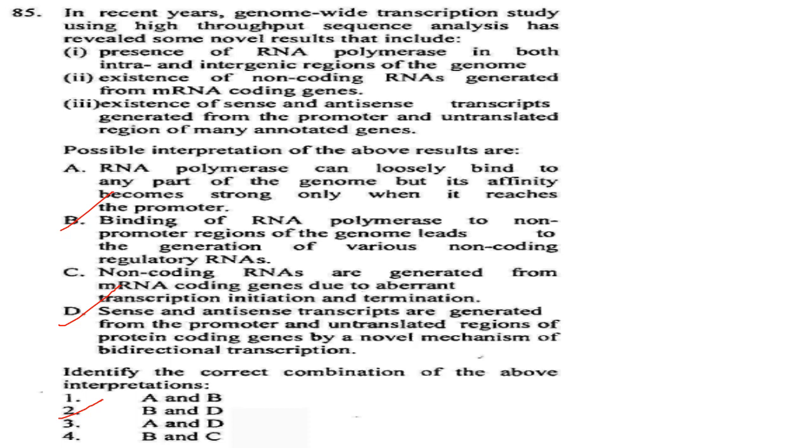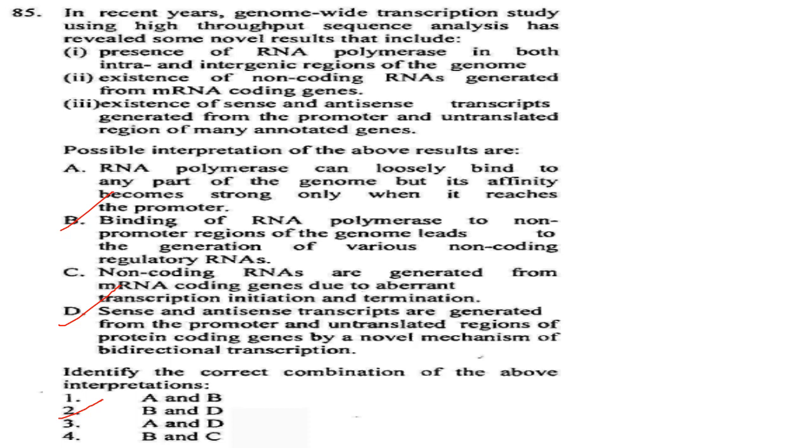Then next one. In recent years, genome-wide transcription study using high-throughput sequence analysis has revealed some novel results that include presence of RNA polymerase in both intra and intergenic region of the genome. Intra is your coding region, intergenic is non-coding. Okay. So presence of RNA polymerase in both intra and intergenic regions of the genome. Existence of non-coding RNAs generated from mRNA coding genes. Existence of sense and antisense transcripts generated from the promoter and untranslated region of many annotated genes.